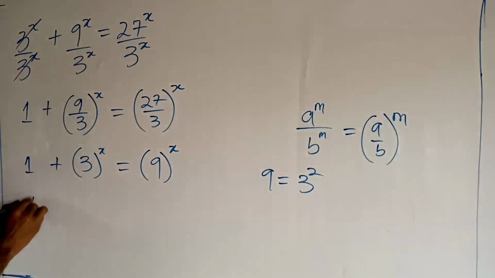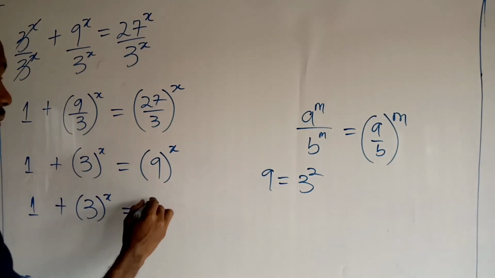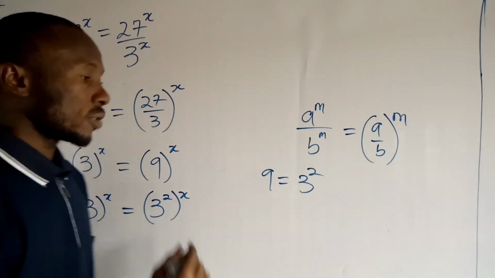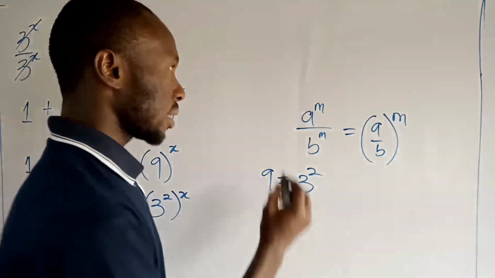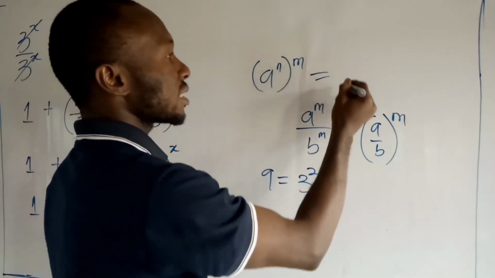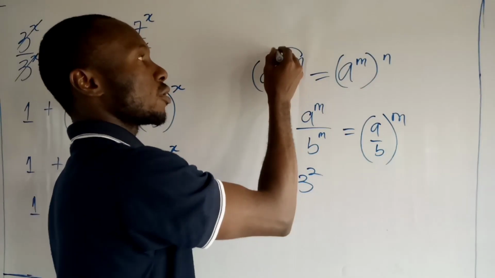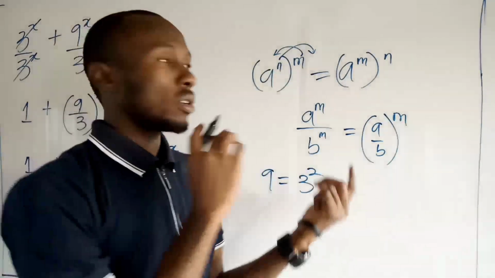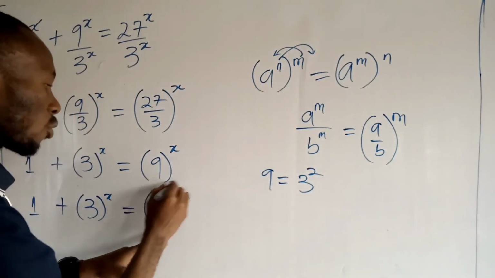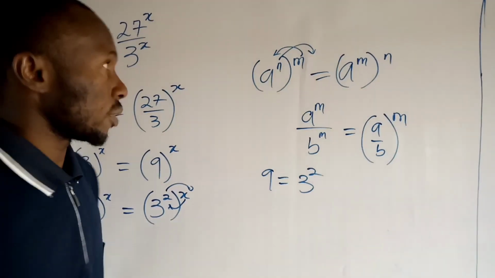So I have 1 plus 3 to the power x is equal to 3 to the power 2, all to the power x. And also from exponential laws, remember that if I have a to the power m all to the power n, I can write this as a to the power n all to the power m. As if to say this one is going to come in and this one is going outside. It's multiplication and it is commutative, so it's very possible. So this one is going to go out and this one is going to come inside.